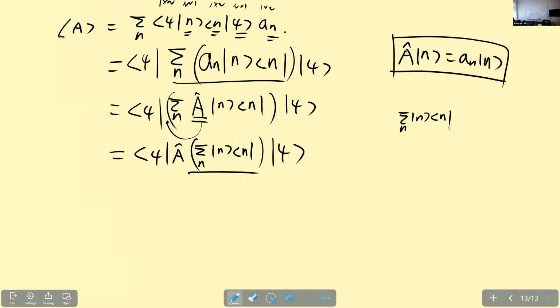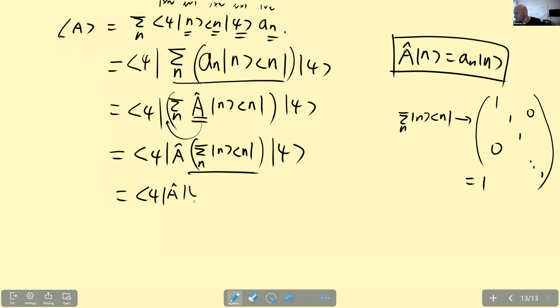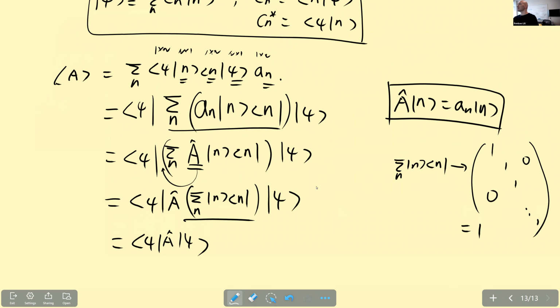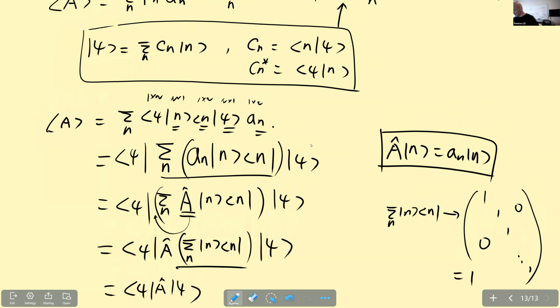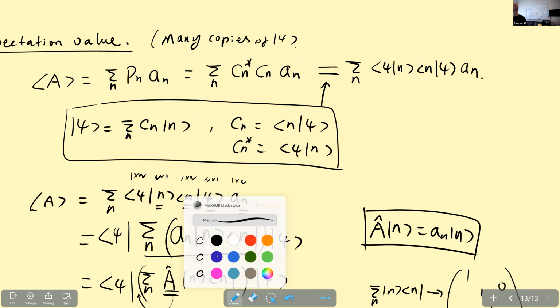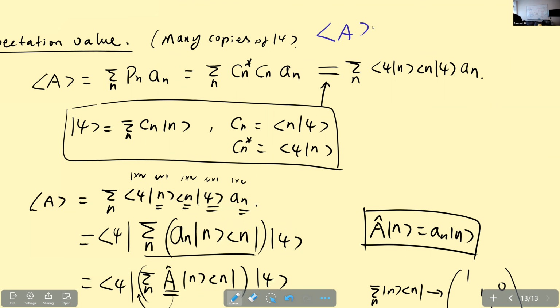Remember, this is a Dirac completeness relation, right? So in the matrix form, it's just 1, 1, 1, 1, 0, 0. That means this one is just equal to 1, right? So this is just ⟨ψ|A|ψ⟩. So we got a beautiful result with all of this mathematics. Let me write down this beautiful result right here: ⟨A⟩ equals ⟨ψ|A|ψ⟩.